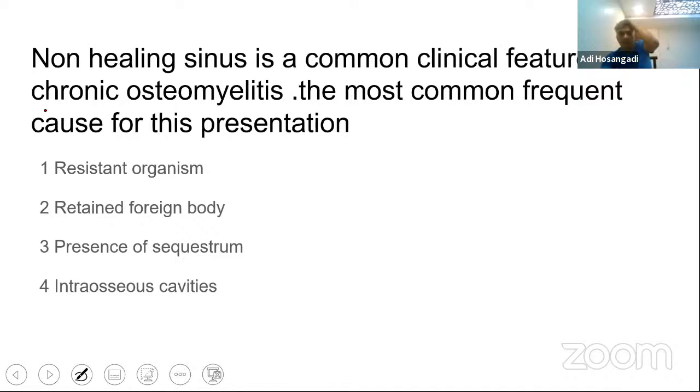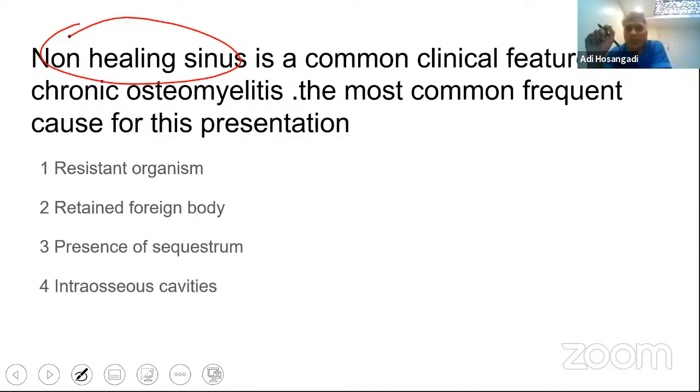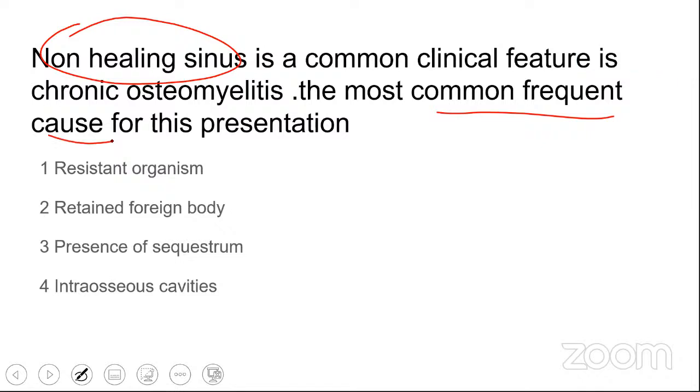Non-healing sinus is a common clinical feature in chronic osteomyelitis. Remember, the sinus is not at all healing. What is the commonest cause for this? The presence of a sequestrum. Very good.